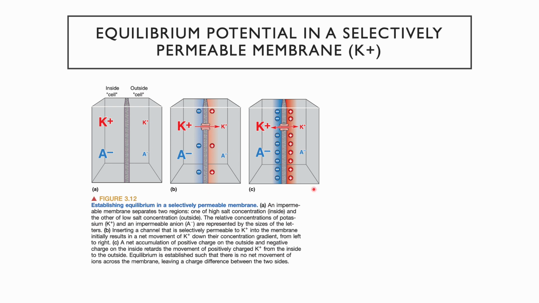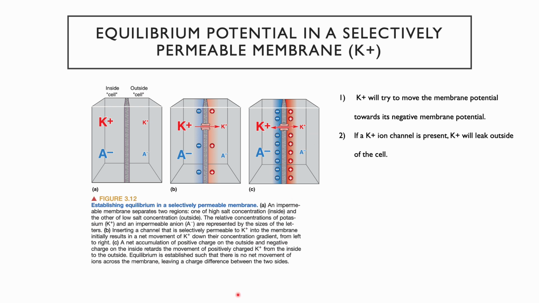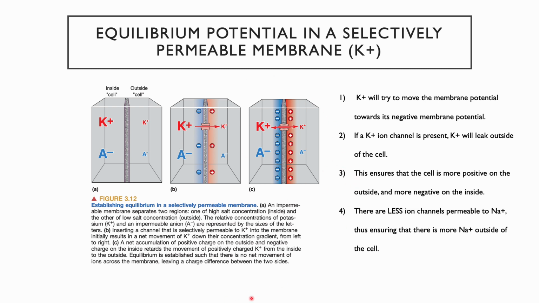So how does potassium regulate its equilibrium potential? Potassium will try to move the membrane potential towards its negative membrane potential. So we know there's usually more potassium inside of the cell compared to outside of the cell. But if an ion channel that's selectively permeable to potassium is present, potassium is going to want to enter that channel. Next, if the potassium leaks outside of the cell, this ensures that the cell is more positive on the outside and more negative on the inside. This is helping establish the resting potential in the neuron.